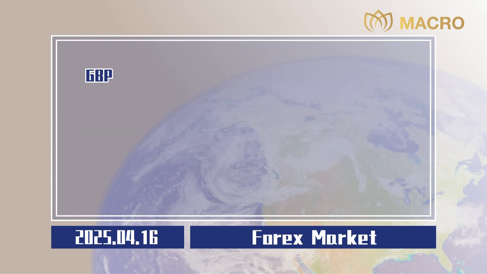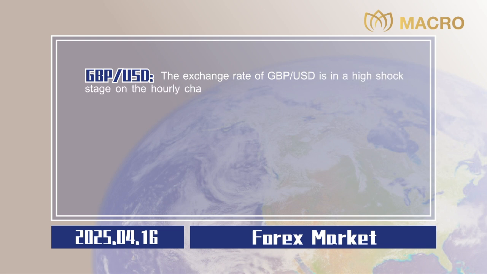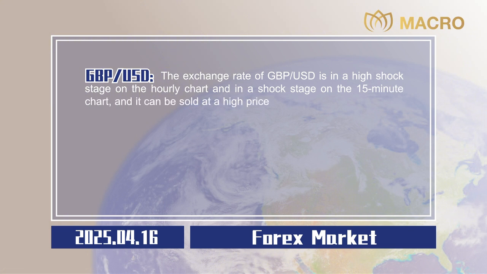Pound sterling to US dollar. The exchange rate of pound sterling to US dollar is in a high shock stage on the hourly chart and in a shock stage on the 15-minute chart, and it can be sold at a high price and bought at a low price in the range of 1.3206 to 1.3269.